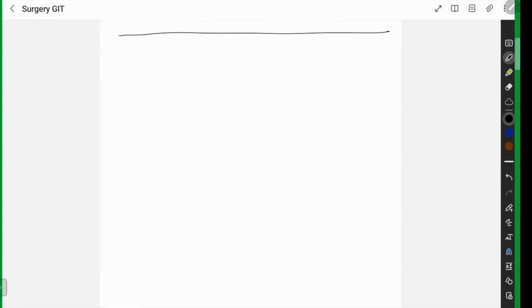Type A is isolated esophageal atresia without fistula, type B is proximal fistula, type C is distal fistula, type D is proximal and distal fistula, and type H is going to be an isolated fistula. So in that, the esophagus will be patent, but there will be a fistula with the tracheoesophagus.